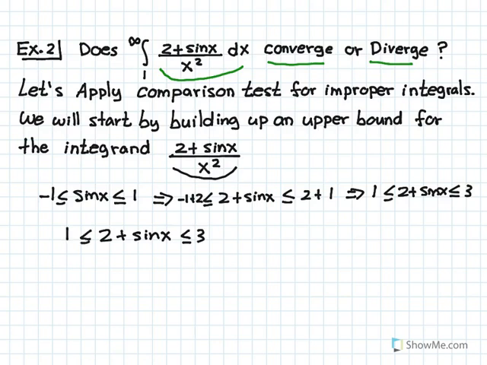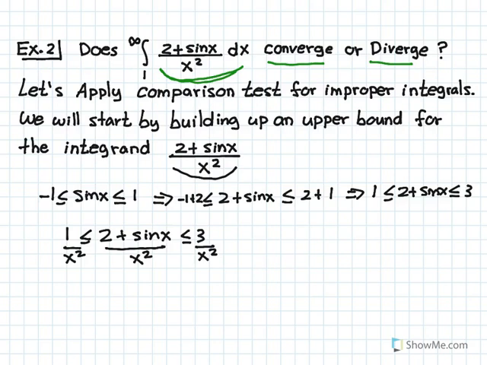What is the next step? Well, here we have 2 plus sine x divided by x squared. We want to build up the integrand. So divided by x squared. Divide by x squared.